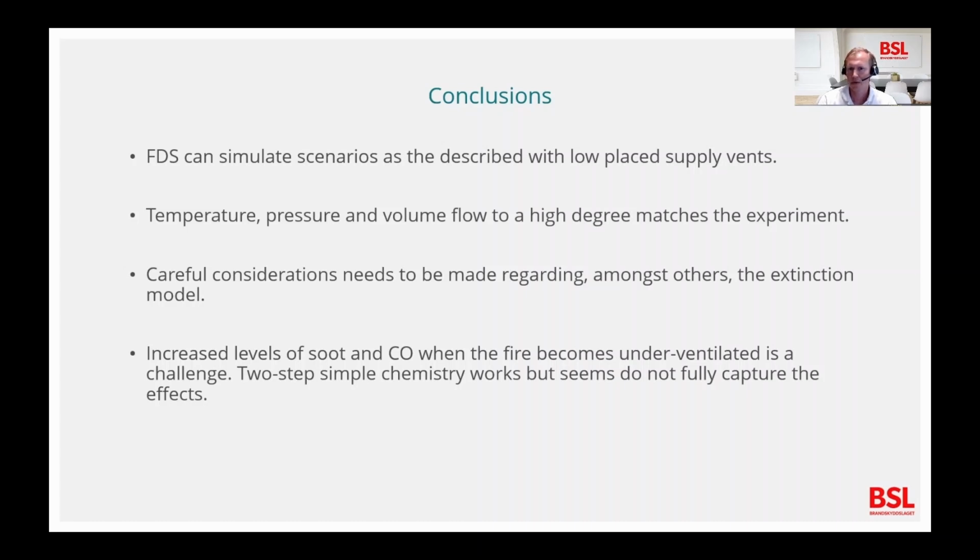Some conclusions from my work are that FDS is able to simulate scenarios as they described, with low placed supply vents, even though the fire becomes unventilated. Several outputs match the experimental data to a high degree. However, careful considerations need to be made regarding, amongst others, the extinction model, and there is a challenge in making the results generalizable.